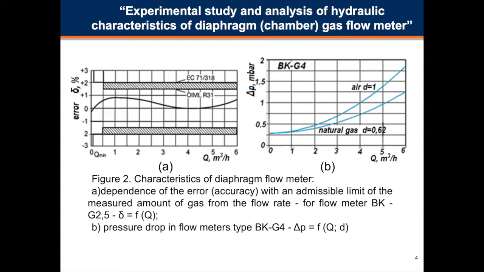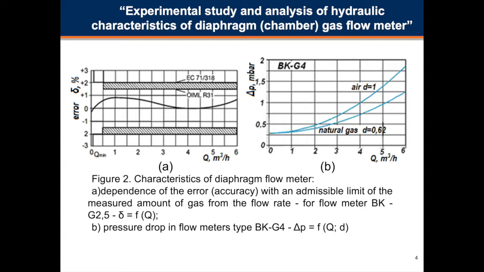The main characteristics of diaphragm flow meters relate to their accuracy, the dependence of the error of the measured amount of gas on the flow rate, pressure, or temperature of the gas. From a hydraulic point of view, however, the dependence of the pressure loss during different flow through the diaphragm flow meter is interesting. The characteristic is delta P equals F(Q).